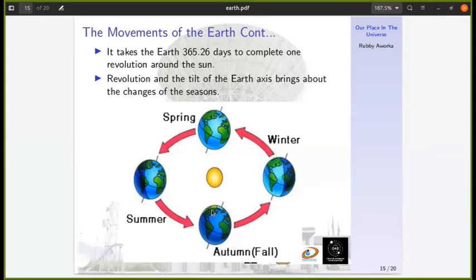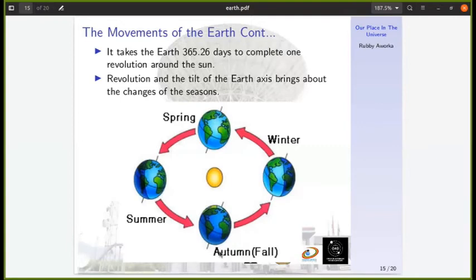This is because we lie within the equator, and you can see from this region to this region, the regions around the equator are all facing the sun throughout the year. So that's the reason we don't experience these 4 changes in season.